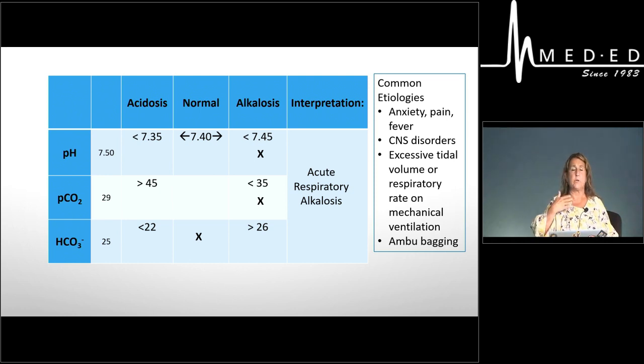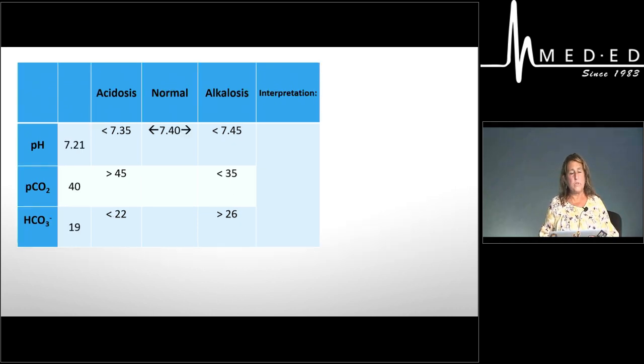So again, if you're looking at your blood gas, use your normal values to help guide you as to what your interpretation is. With a pH of 7.21, it's acidotic. The PCO2 is 40. That is normal. And the bicarb level is 19, which is low or acidotic. So in this particular gas, it's an acute metabolic acidosis because our renal component, or the metabolic component, follows the pH.